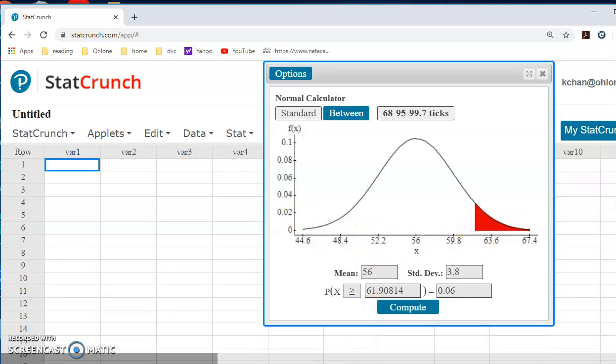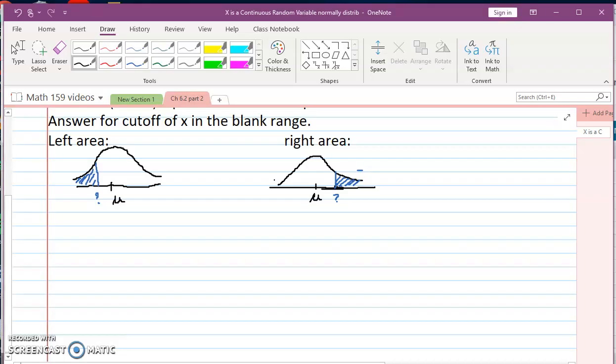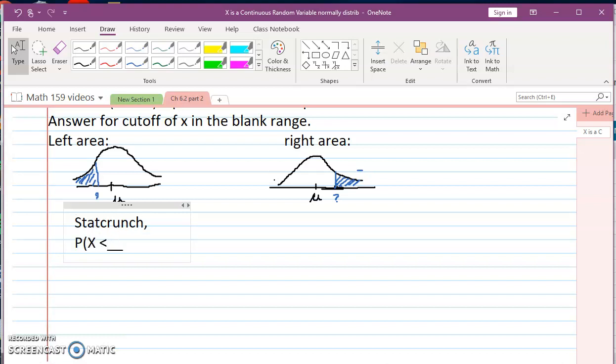The answer actually tells you whether it is on the left or on the right. The command you use in StatCrunch is you always use the standard option. You say probability of X is on the left, and then you blank it. And you go to your area in decimal, your left area in decimal, and then you do compute.